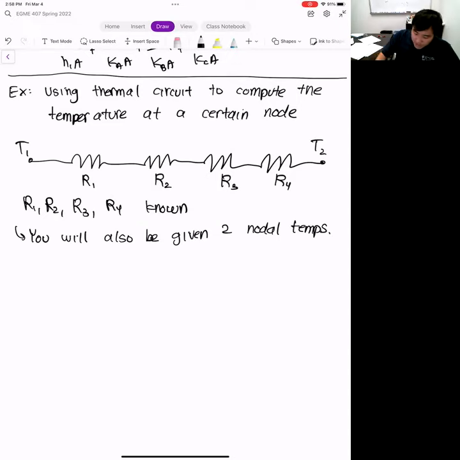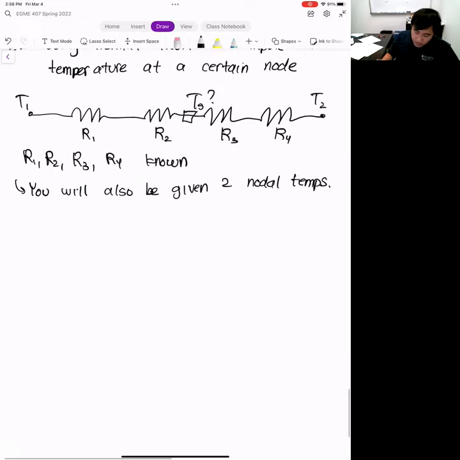And so this problem might ask you, using this thermal circuit, what is the value of the temperature somewhere in the middle of the circuit? So let's call that T sub S. This is exactly like the cylinder insulation problem that you got in homework 2. These types of problems proceed in two steps.